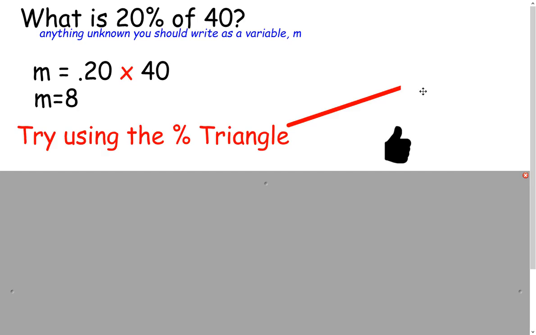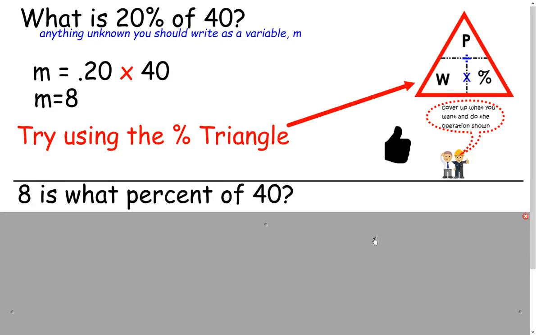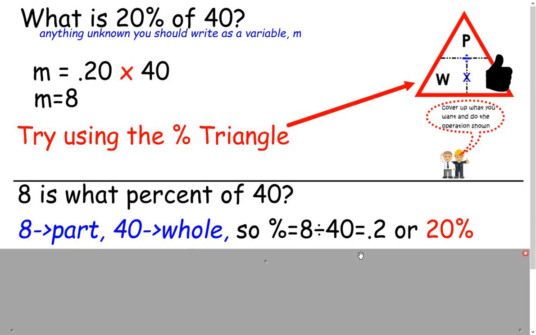the answer. So we're going to use the triangle method and try: 8 is what percent of 40? So 8 is what percent? What percent? I don't know the percentage. I'm going to cover up percent. Okay. And so that tells me I'm going to do part divided by whole, and I get 0.2 or 20%.